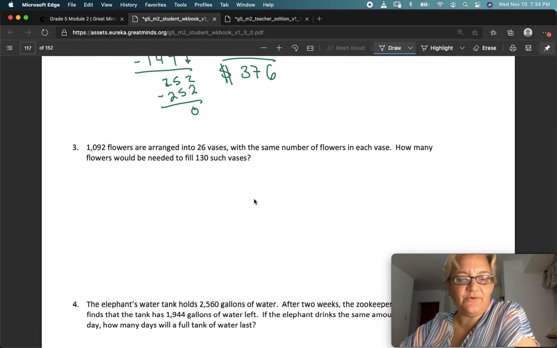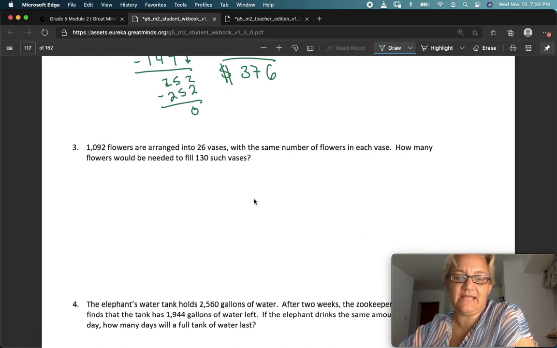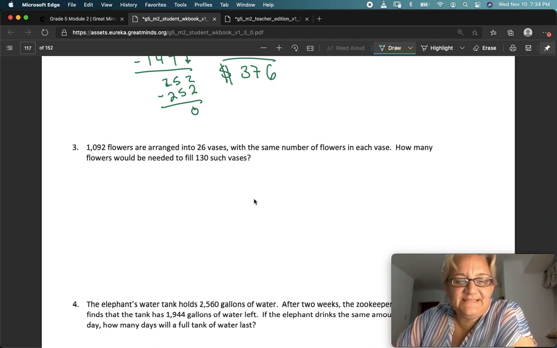Okay. 1,092 flowers are arranged in 26 vases, or vases, depending on how you pronounce that. It's the jar that flowers go in. With the same number of flowers in each vase, how many flowers would be needed to fill 130 such vases?